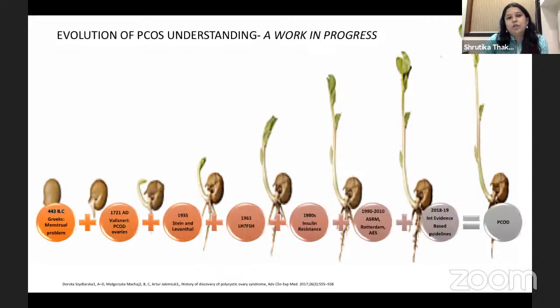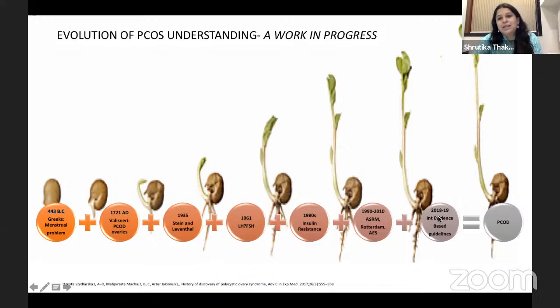Our understanding of PCOS has been evolving. The disease has been around right from 443 BC. In prehistoric times also, there have been various mentions of this disorder, and this disorder has been around for a very, very long time. Different people have described it differently. Stein and Leventhal were the first scientists credited with a more accurate description.